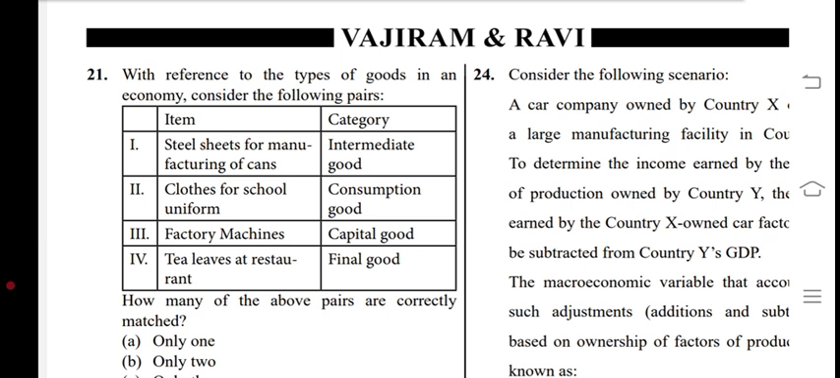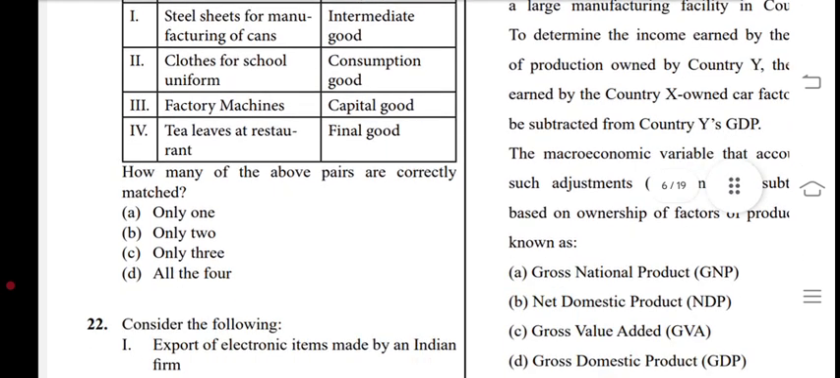With reference to the types of goods in economics, consider the following statements: steel used for the manufacturing of cans is an intermediate good, cloth for school uniform is a consumption good, a factory machine is a capital good, and tea leaves at a restaurant are final goods. How many of the above statements are correct? Only the 4 is correct.